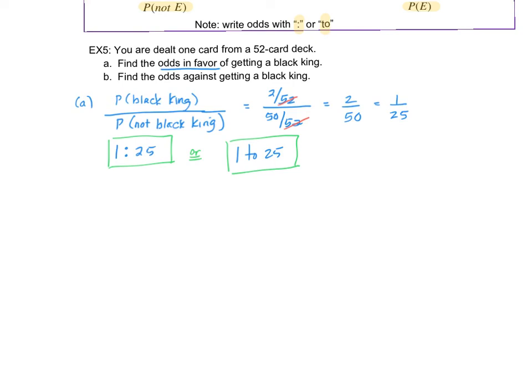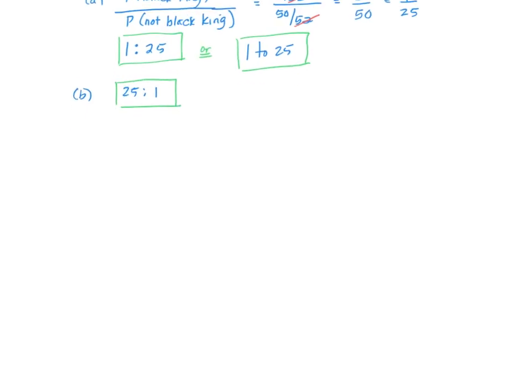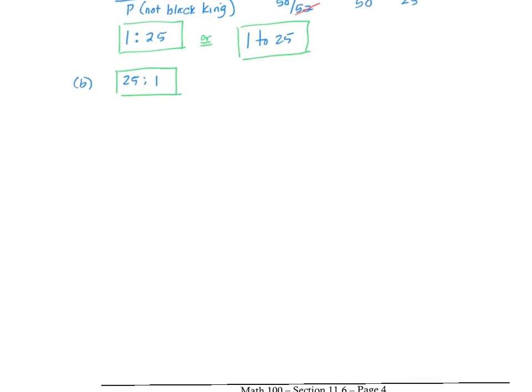Let's try part B. I want to find the odds against getting a black king. Remember, I could simply look at the reciprocal. If it's 1 to 25 in favor of getting a black king, then it's simply 25 to 1 that I do not. Or you could use the word "to." Otherwise, you can compute it using the formula.